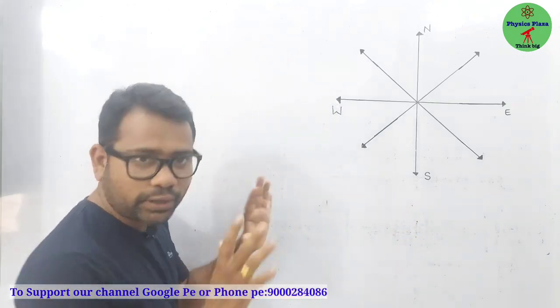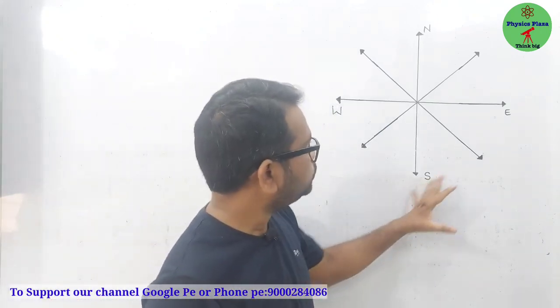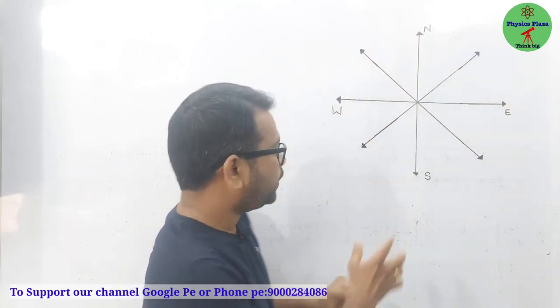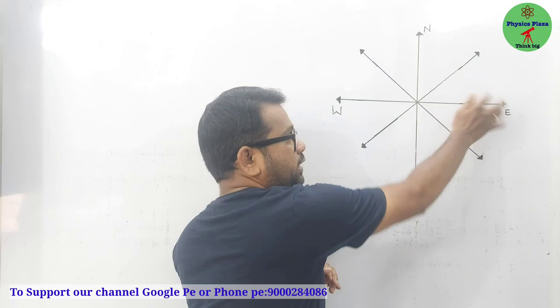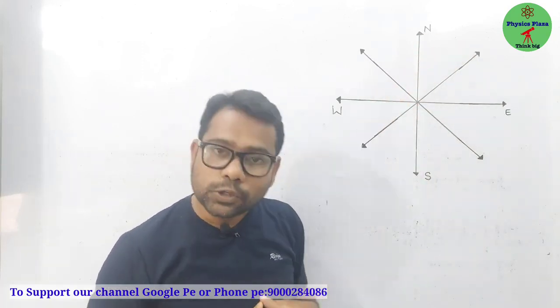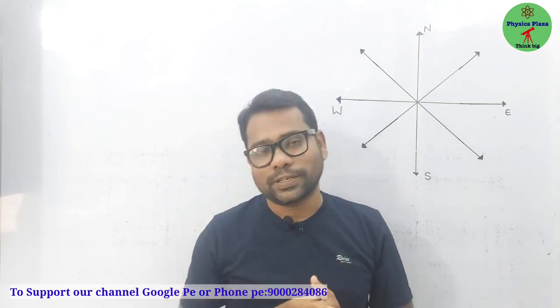Children, we know that there are four directions, right? So here south, east, north, west. These are anti-clockwise. Whereas south, west, north, east, these are clockwise direction. These four directions are also called cardinal directions.